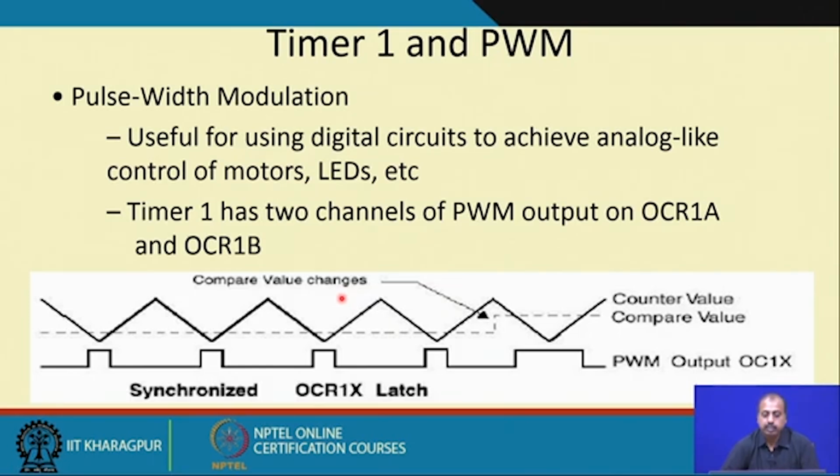Whenever you need this sort of thing, you can change the carrier signal feature based on the base signal. Here the dotted line is the base signal, and that changes the carrier signal features. When the carrier is crossing this, we generate a pulse of larger width when the compare value is higher. It has two channels of pulse width modulation output on OCR 1A and OCR 1B. That is useful for many applications. This particular facility we do not have in other microcontrollers like, say, 8051.